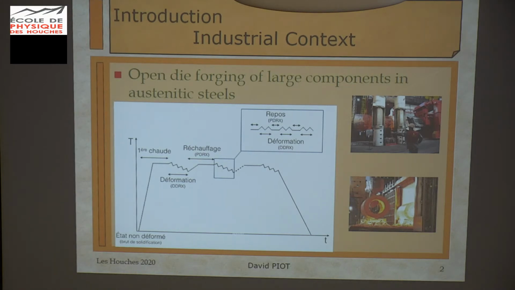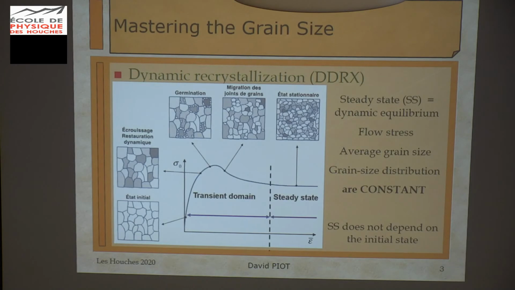So you have a sequence of DDRX evolution and also metadynamic evolutions. Here you have a typical single peak curve, stress rate curve in a case of DDRX material with a transient domain with this peak, and after large strain, a steady state in which all the material parameters are constant in a dynamic equilibrium.